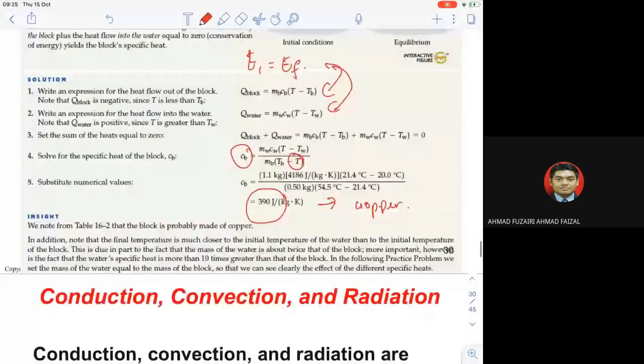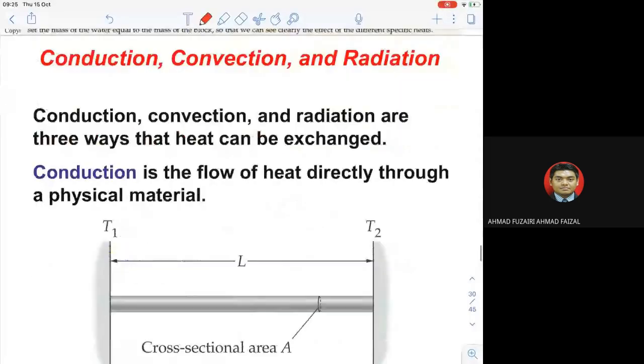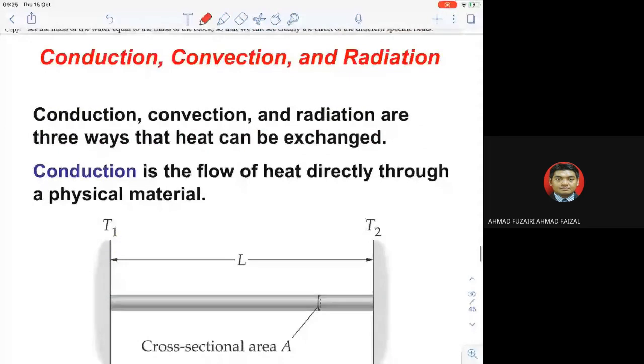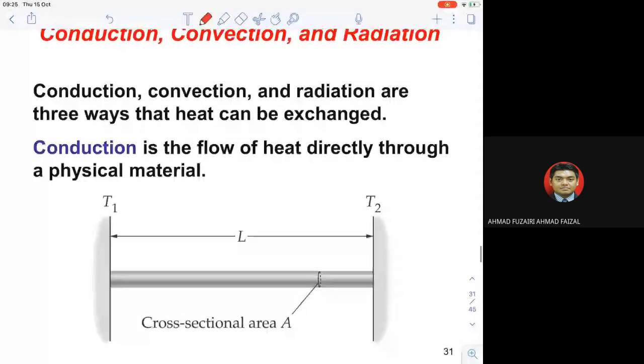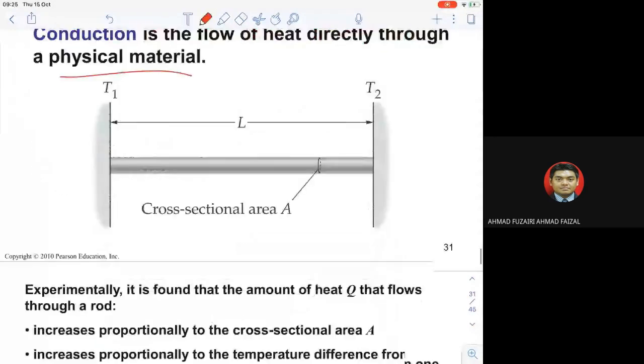So this is conduction, convection, and radiation. How can we transfer the energy, or we transfer the heat, through conduction? Conduction must be directly through a physical material. So conduction, you must touch.